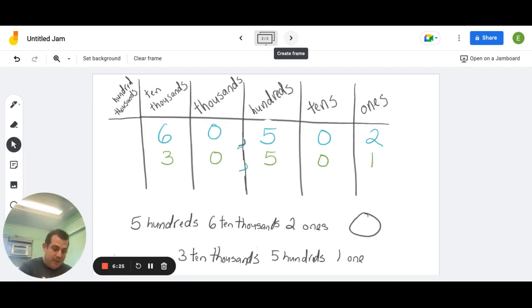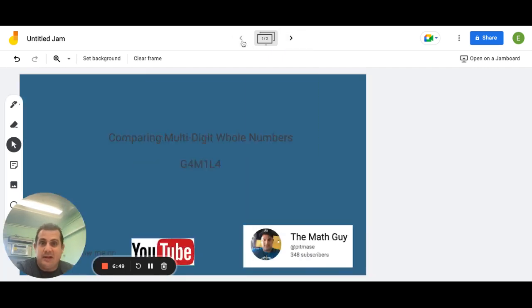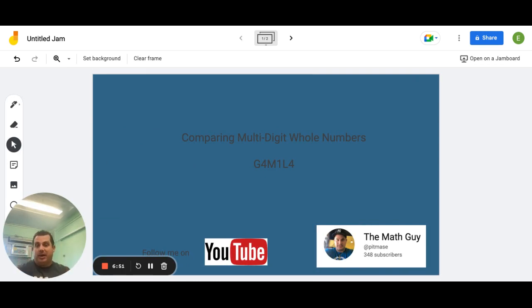So when you have to compare a number and it's written in unit form, make sure that you put the digit in the correct place value. Because if you don't, you're going to think this is 562. And you're going to think, oh, it's 562, which it's not. Okay? So, with that being said, that is the end of this quick video on comparing multi-digit whole numbers.